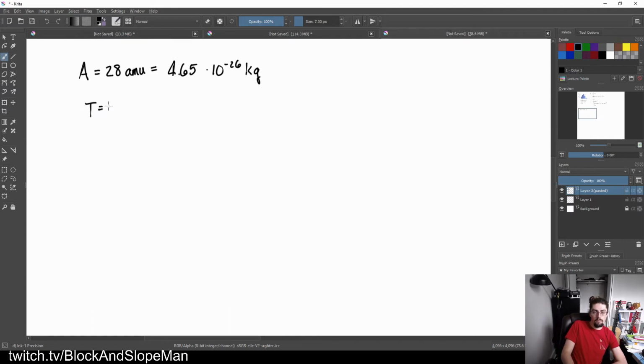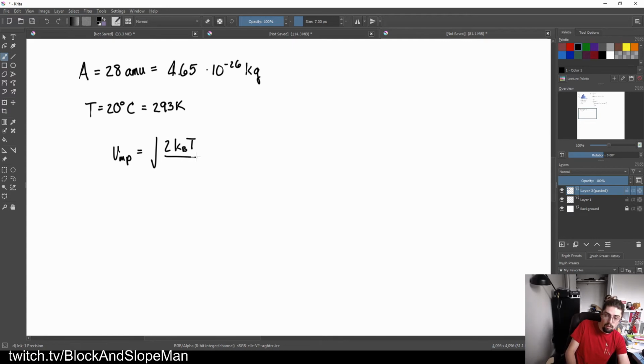Temperature, 20 degrees Celsius. It's not a delta T, though, so I really care about having this in Kelvin. 293 Kelvin. And then I can go down the list, essentially. Most probable speed, the square root of 2 kBT over m. Plug and chug. 417 meters per second.